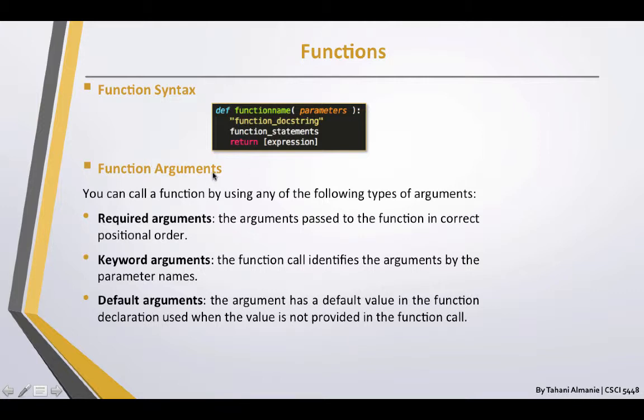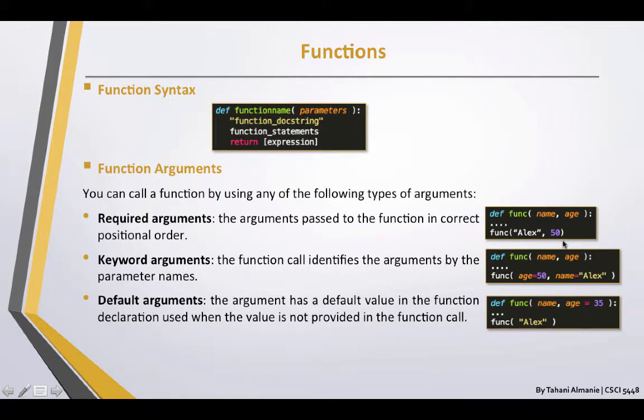Function arguments in Python have different types. Required arguments, like here, are arguments passed to the function in the correct positional order. Keyword arguments are when the function call identifies the arguments by the same name as the parameters. So in this case, you can change the order of your arguments, and the Python interpreter will match them for you. Here you have default arguments.